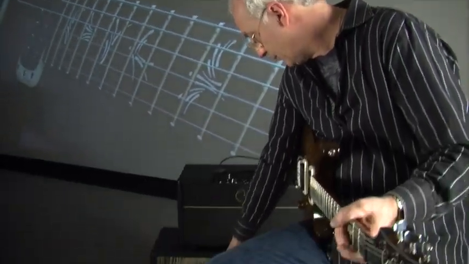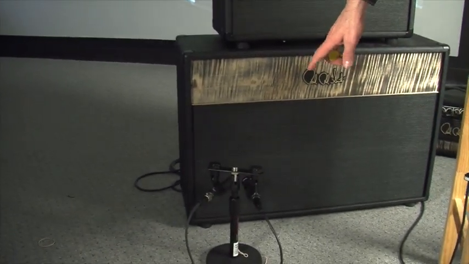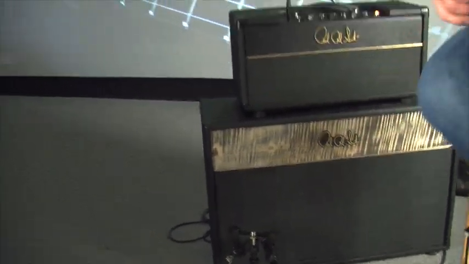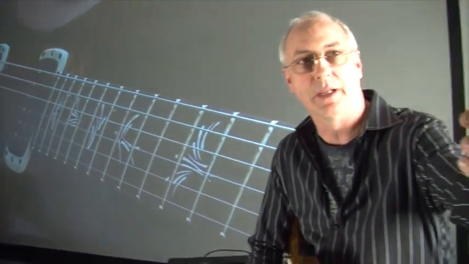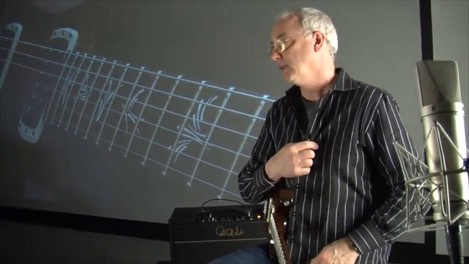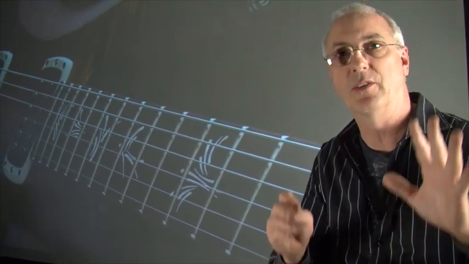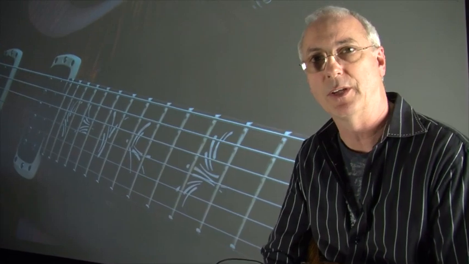You've got two 57s down here on the amplifier wired in parallel. And there's a U87 up here in the air, just so it hears what I hear, and then there's a lavalier microphone on me. So no EQ, no compression, no reverb, no tricks, no chorus, no nothing. This is just exactly what the amp is, okay?